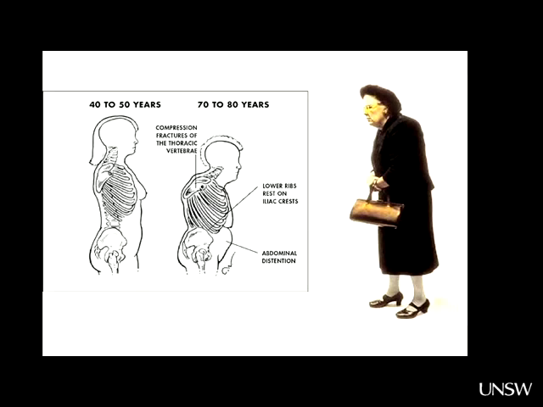And this is what used to be called the Dowager's hump, but I don't think that's politically correct at the moment, but that's what happens with repeated vertebral fractures. There's a deformity of the spine, and depending how bad it gets, it can cause a whole lot of other problems because of compression and things like that.